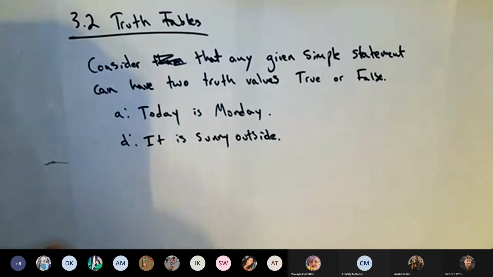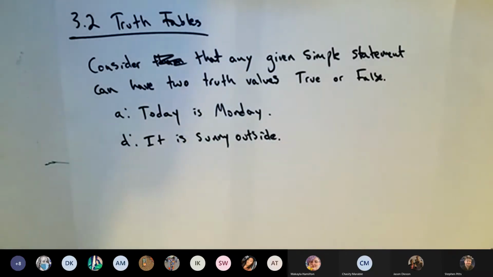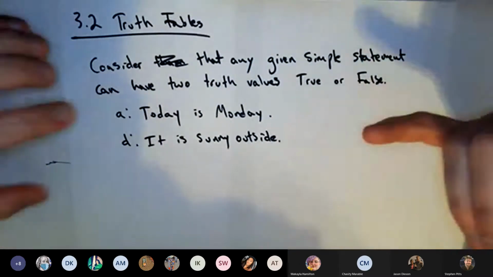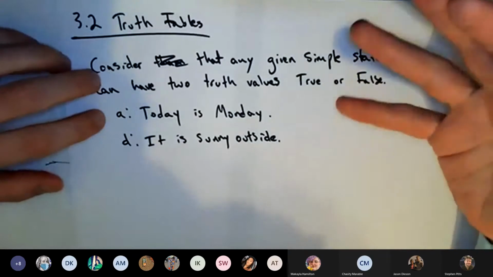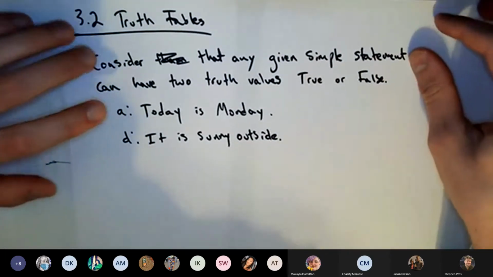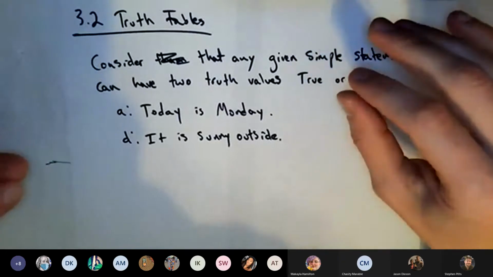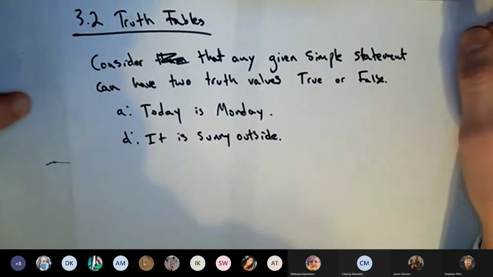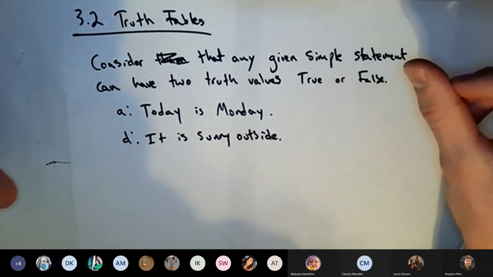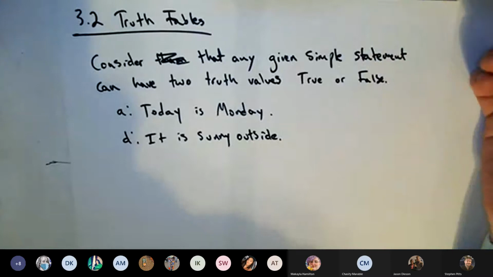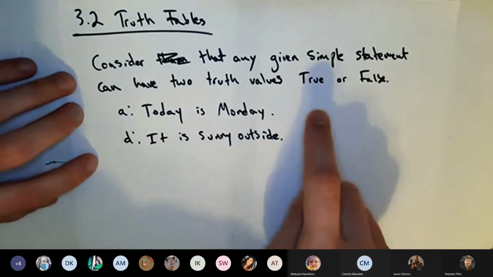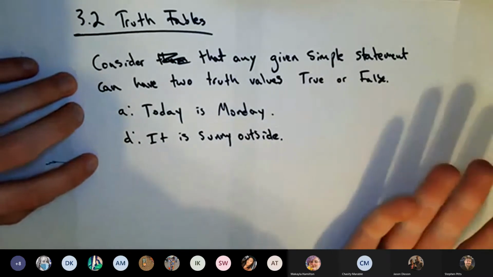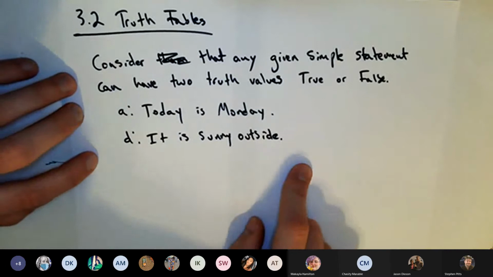Now I need to make something clear here. When we're doing all this stuff with these truth values, I'm not asking you, is it actually true that today is Monday? Because you would say true, right? That's not the point. We are just like observers in the universe. We're not trying to decide if the statement is true or false. We're just looking at all the different possibilities, right? So "today is Monday" could be either true or false. It depends on the day. And "it is sunny outside" depends on the time of day and weather and all sorts, so it could also be true or false.